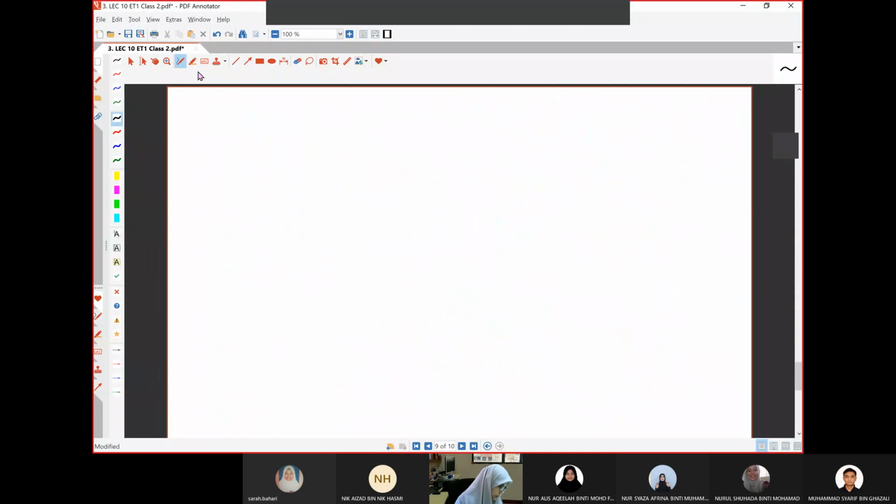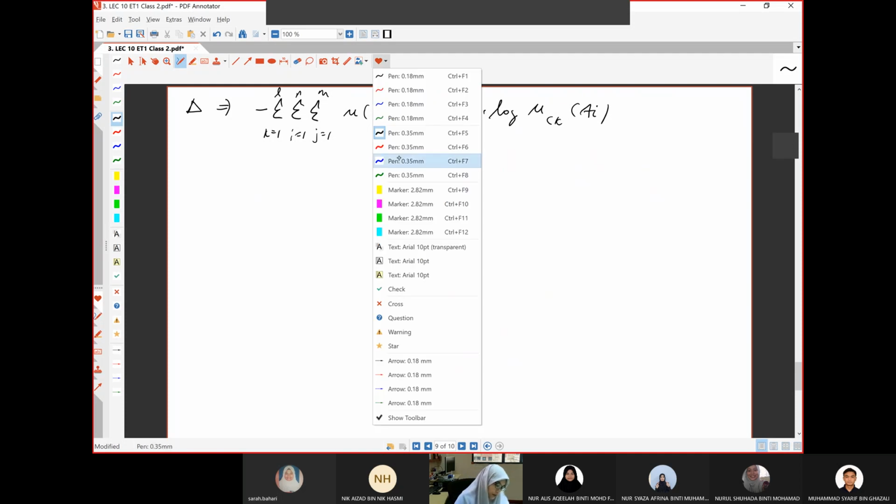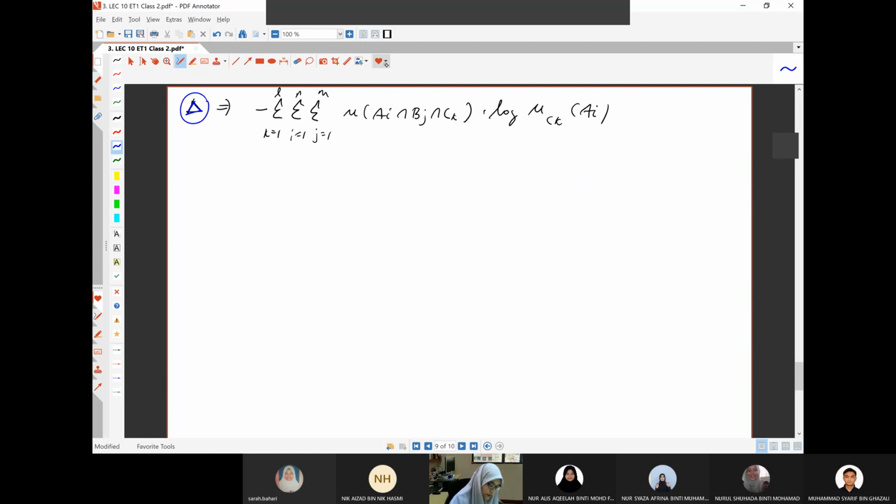For the triangle expression, this actually is minus sum. So in the exam, don't just write sum, write it out in full, because I want to save time. And okay, I have mu of AI intersect BJ intersect CK log mu CK given AI. Okay, this is the triangle part. So let's verify it.